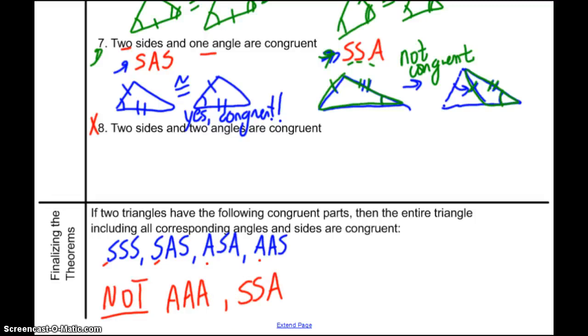And you might be confused with those later, so here's a way to remember it. The only two that don't work are angle angle angle and side side angle. If you have trouble remembering that, just read it backwards and think about what you'll look like if you try and use it in a congruence proof.